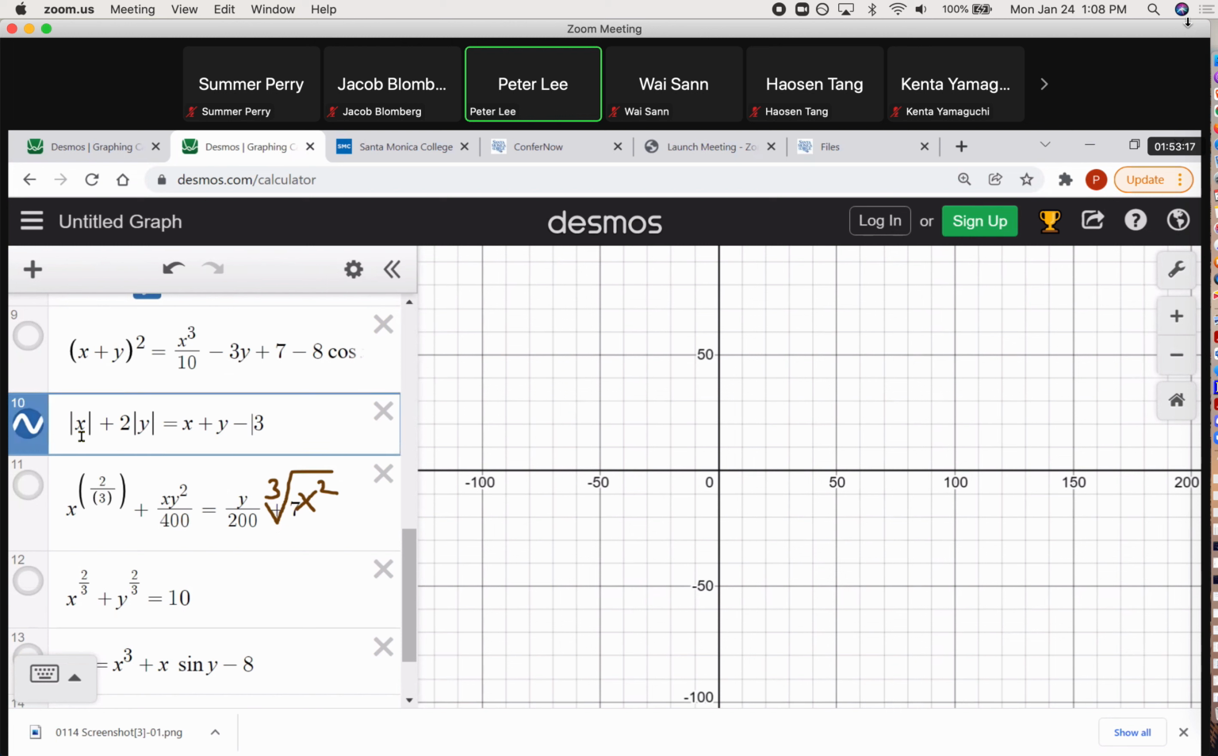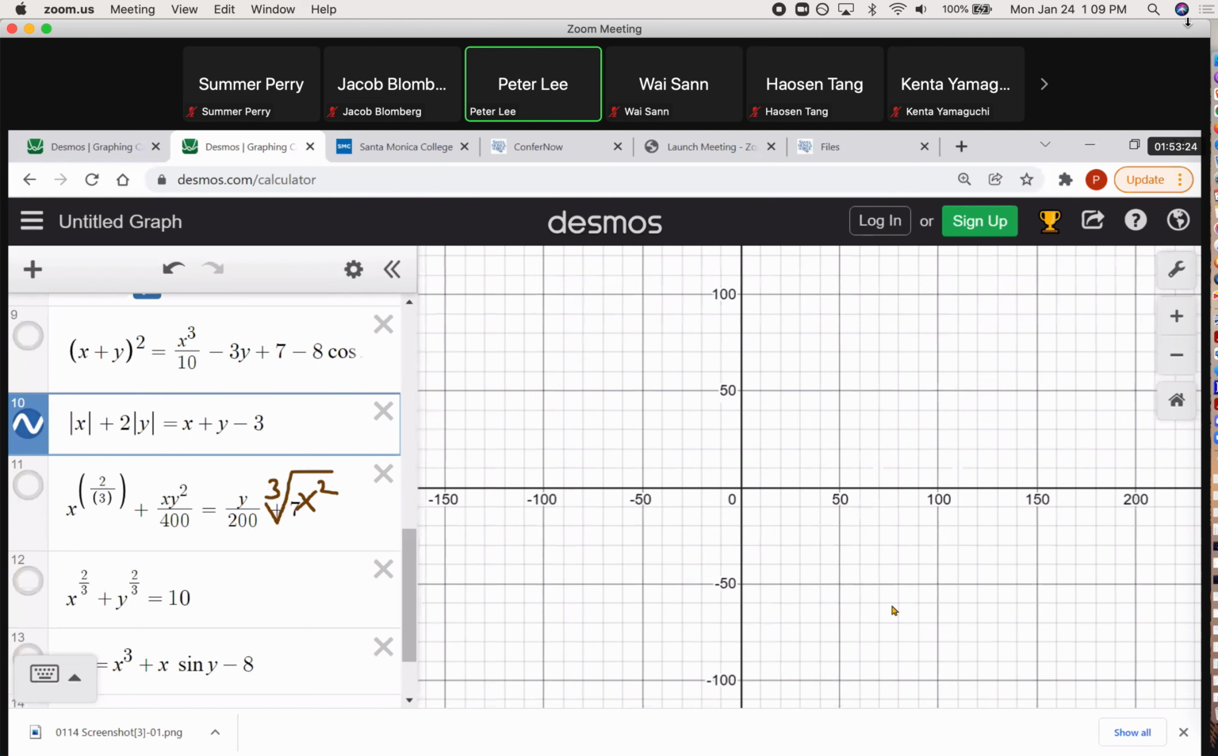I actually typed in this equation number 10, and then when I look at the graph here, I don't see anything. What do you think is the reason? Now I see what the reason is. It's an empty set. That's why. If I change that to plus 3, something will show up.